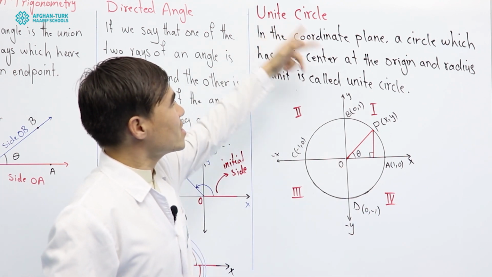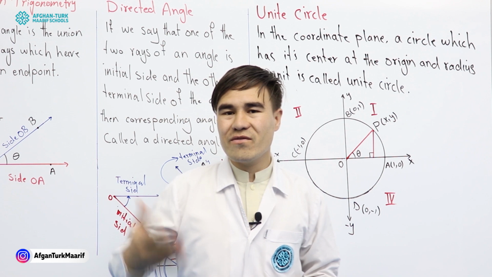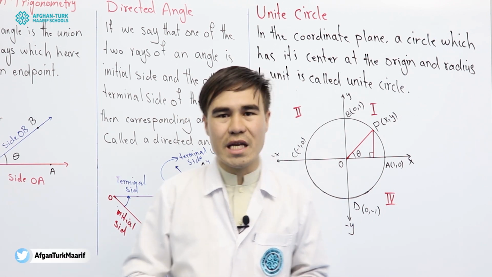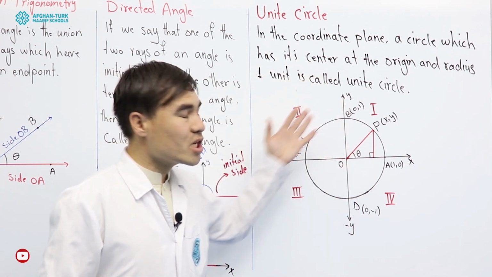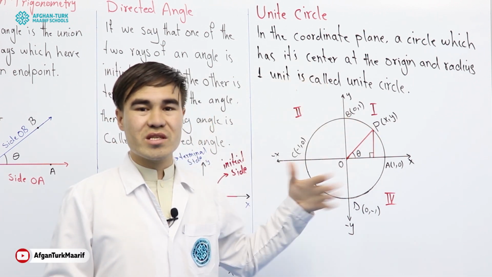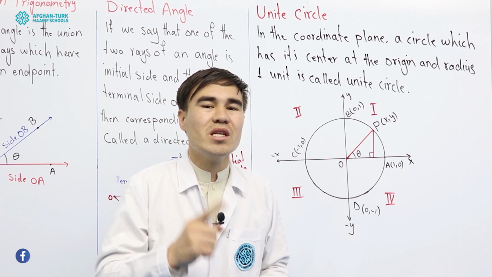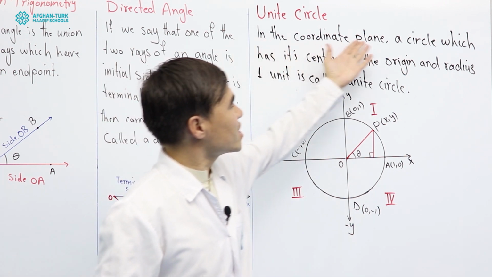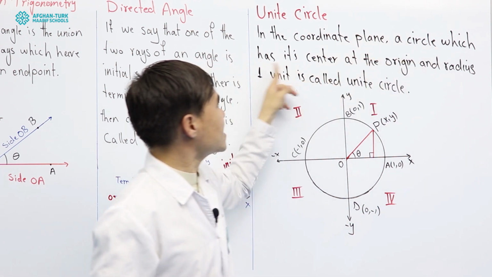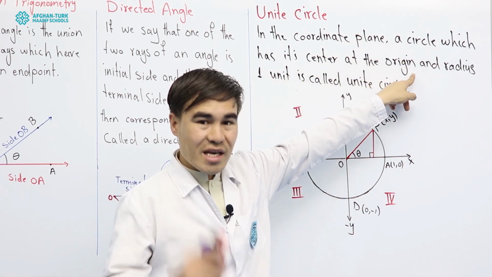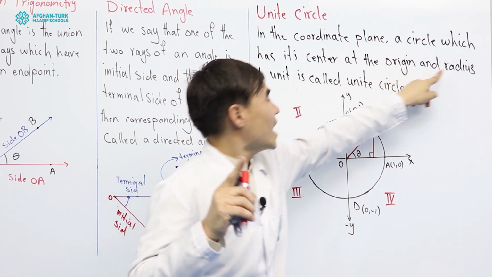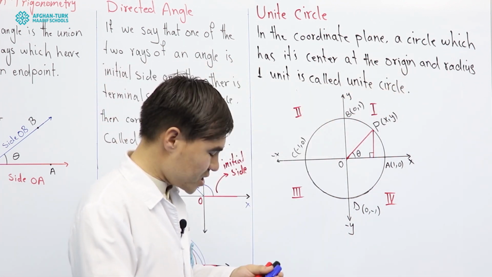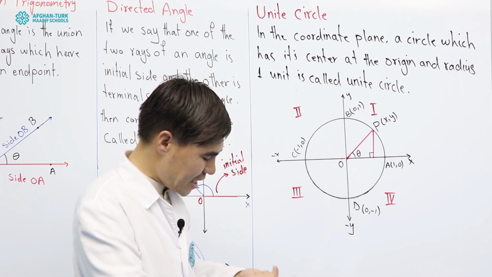Okay, dear students, what is the unit circle? The circle we have defined in geometry, so you know what a circle is. If a circle's radius is equal to 1 unit, that is called what? Unit circle. Let's define this one. In the coordinate plane, a circle which has its center at the origin, this is a very important point, and the radius is 1 unit, that is called what? Unit circle.